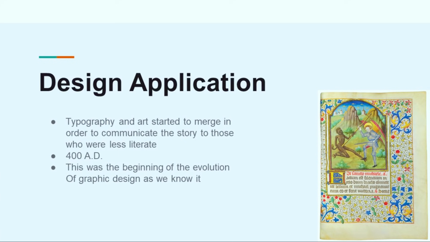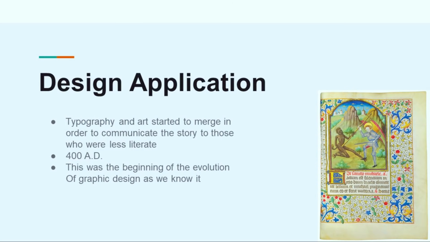So these illuminated manuscripts were the combination of typography and art. They started to merge into this order of communication, and the stories were coming to life for those who were less literate. What you were seeing is people's ability for literacy was far lower during these time periods because there was no mass production of books. We're not going to see mass production of books for about another 1,000 years at this point. So these illustrated manuscripts allowed people to understand the story without being able to read.